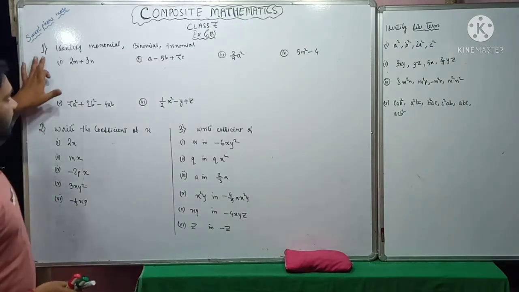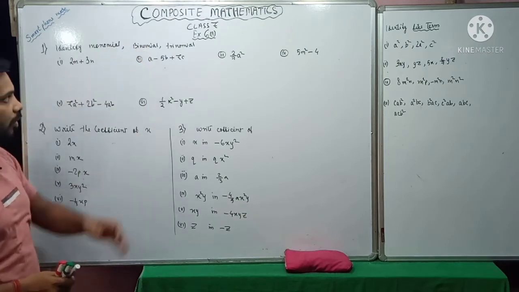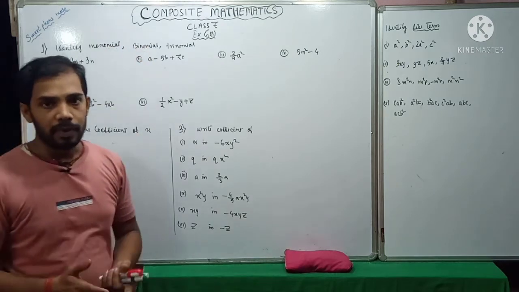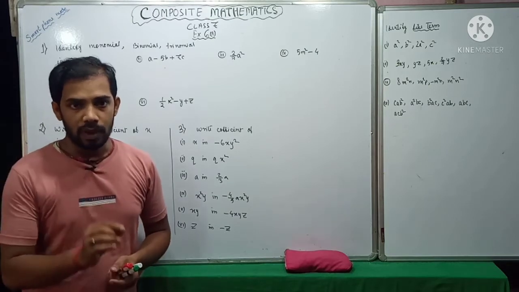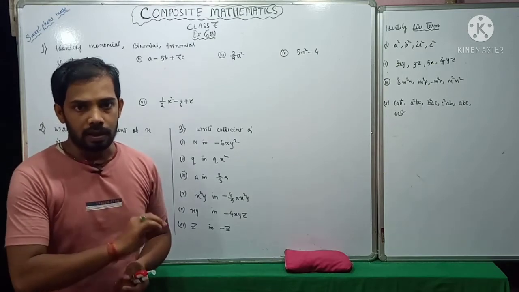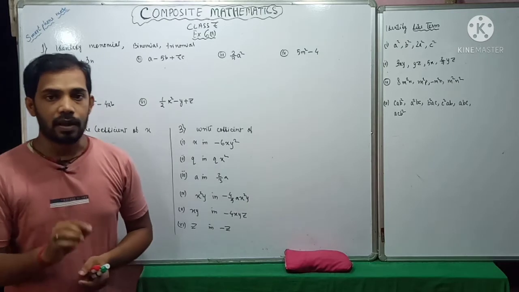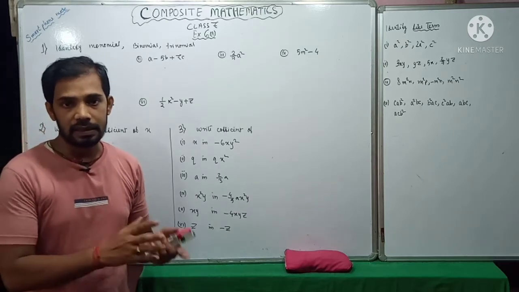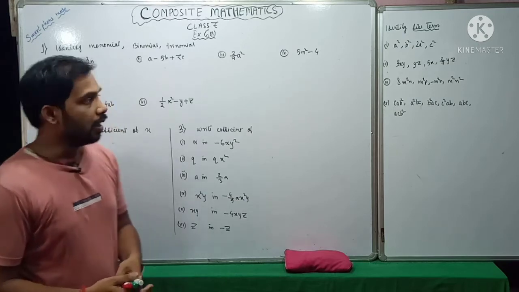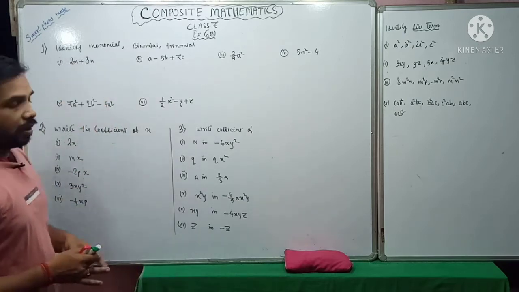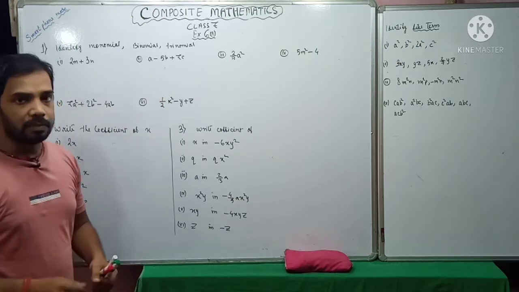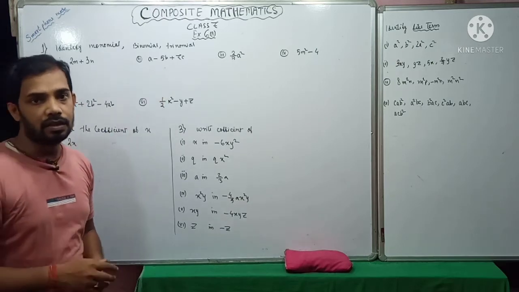Our first question is identify monomial, binomial, trinomial. In order to identify monomial, binomial and trinomial, we have to know what terms are. If you don't know what terms are, you can go and see my previous video. I have already discussed in detail what terms are. Monomial means having one term, binomial means having two terms, trinomial means having three terms.